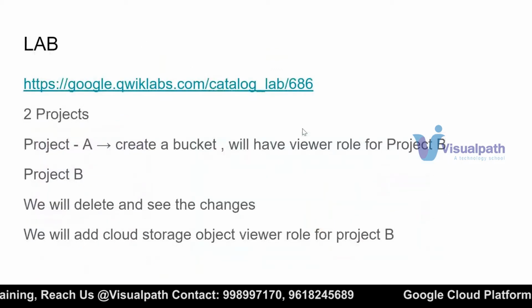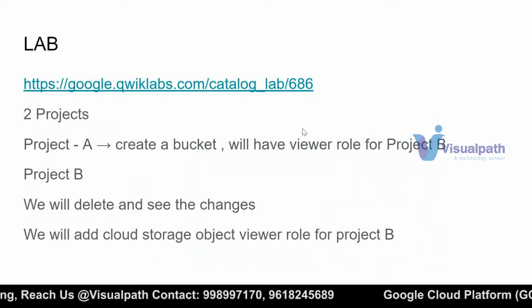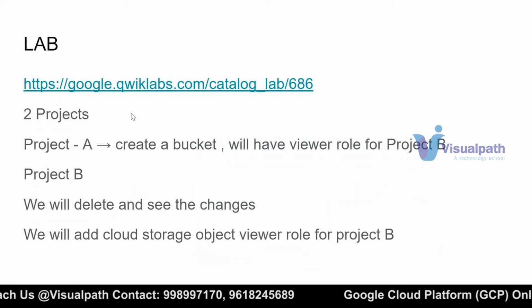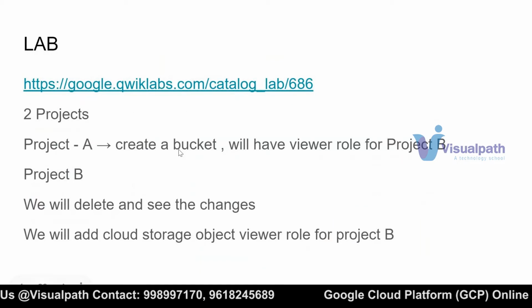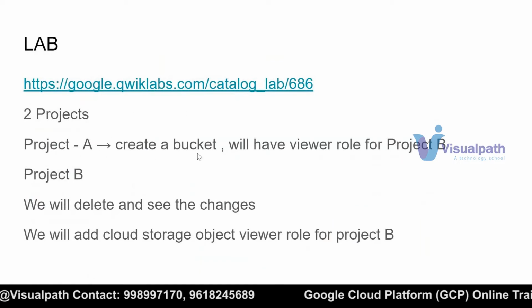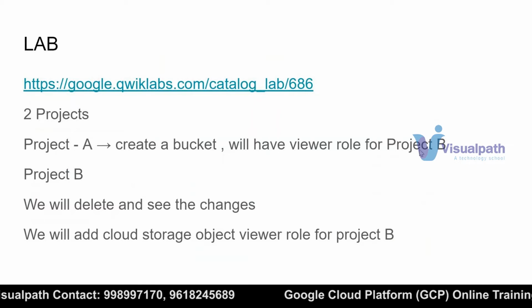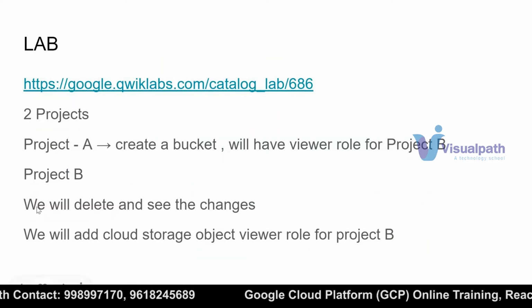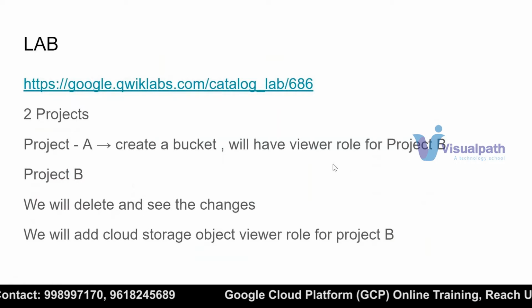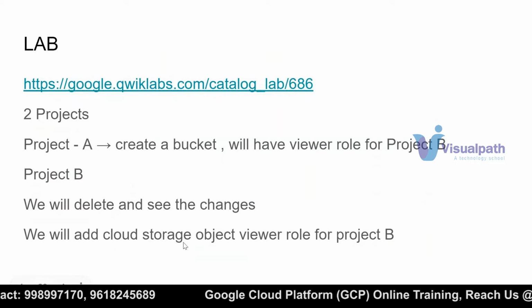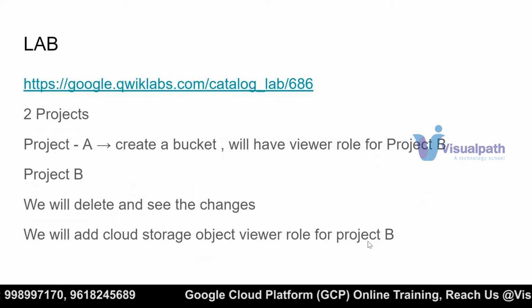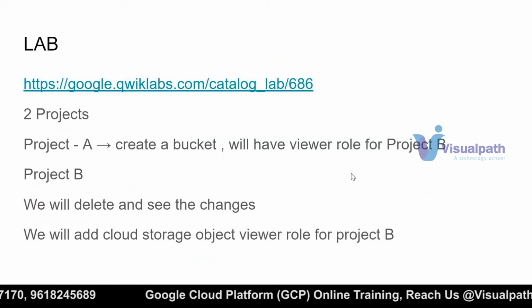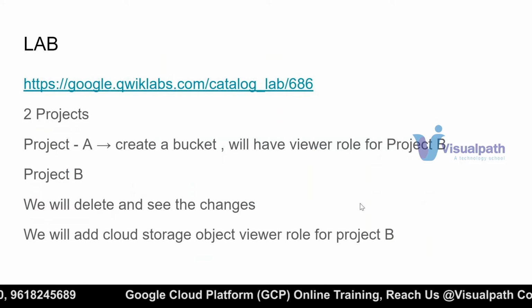Okay, so this is the lab we have. In the lab we have two projects. In one project we will create a bucket, and we'll give the viewer role for project B. After that we will delete the viewer role in project B, and we will give only the storage-specific access for project B. It might look confusing, but if we do the lab, we will get a clear idea.